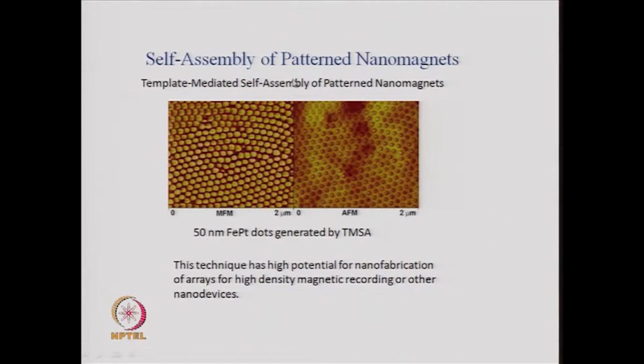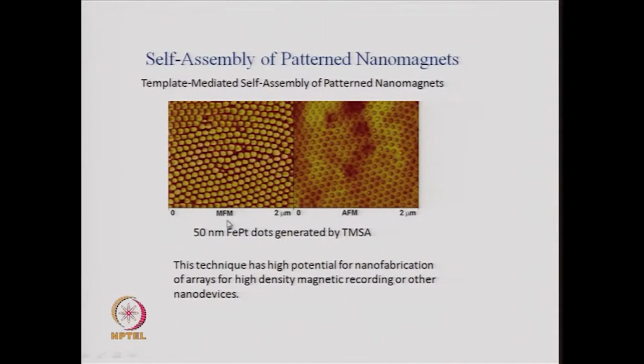So, if you can order these nanoparticles, then it will have a tremendous role in applications. Self assembly of patterned nanomagnets is something one strives to obtain, so that we can make use of these nanoparticles. Here is a template mediated self assembly of nanomagnets. We are calling these particles nanomagnets, and you can see that they are organized in a very orderly manner. The technique by which you are observing these particles is called MFM, that is magnetic force microscopy.